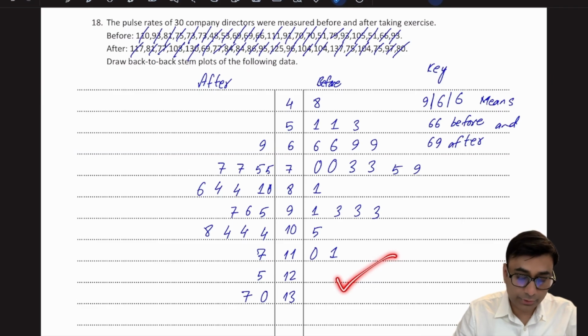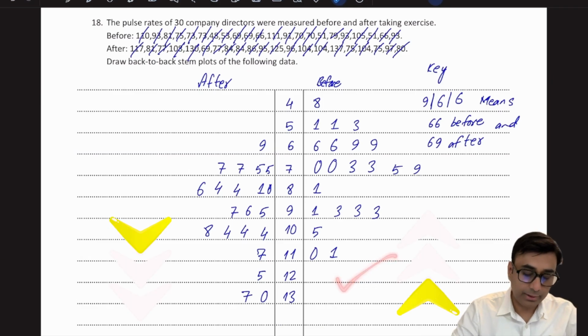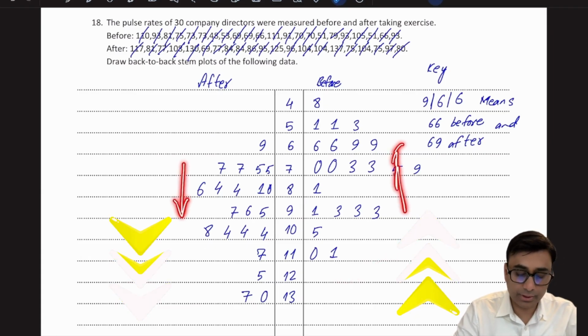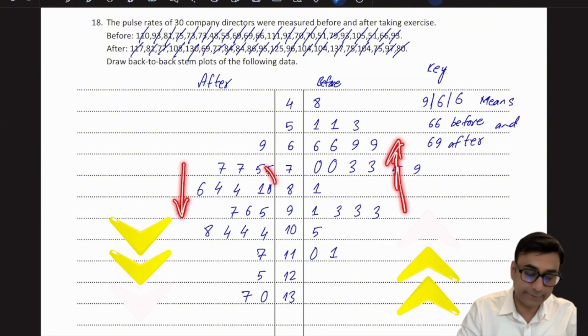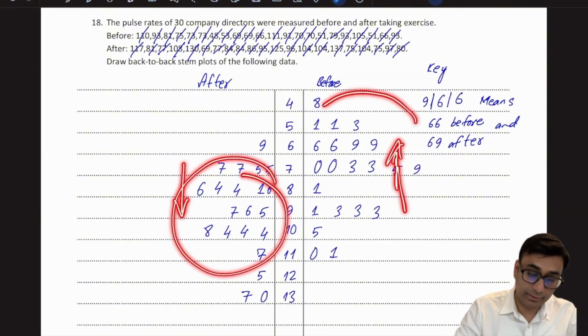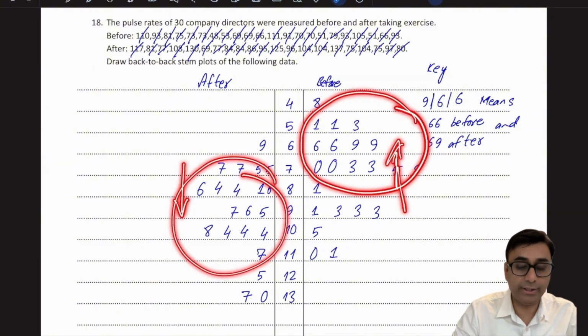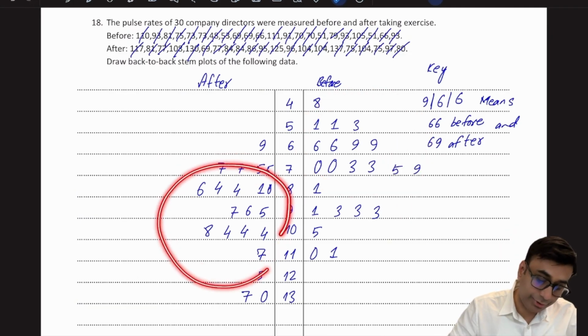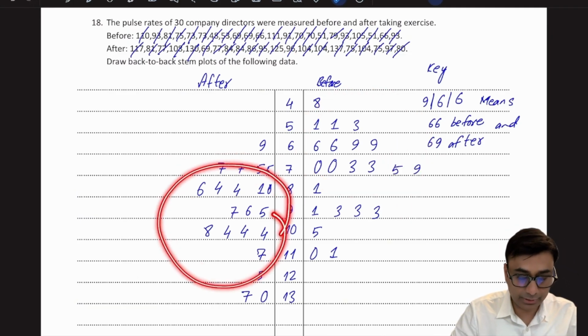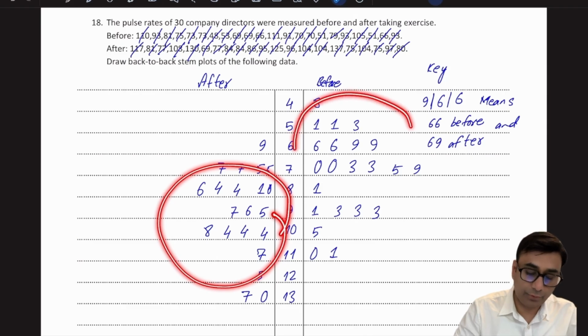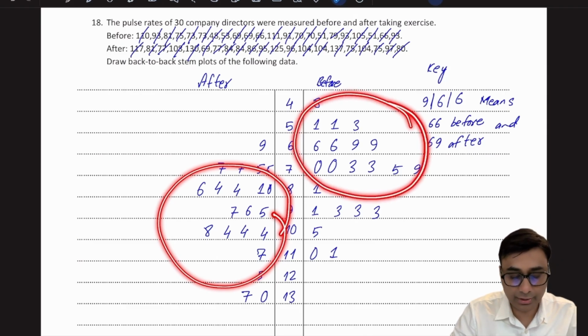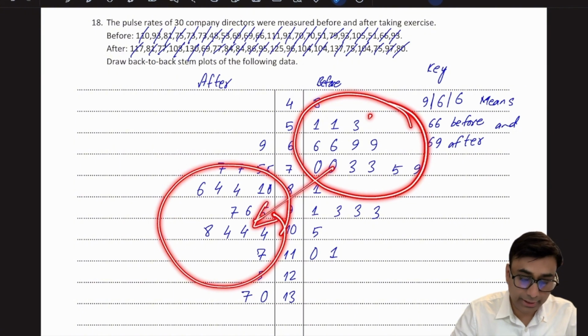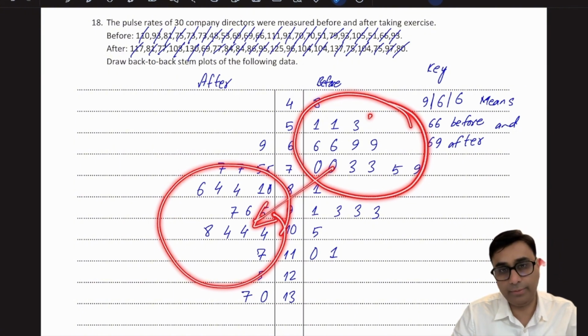And also you can identify at first glimpse of this particular diagram that the pulse rates after exercise are higher as compared to the pulse rates before exercise, because there's more data here in the higher segment as compared to the data over here. So for the higher range, you have a greater set of data for after, and for before you have a greater set of data for lower values. So that means that the pulse rates have increased after the exercise, which is pretty much an obvious thing.